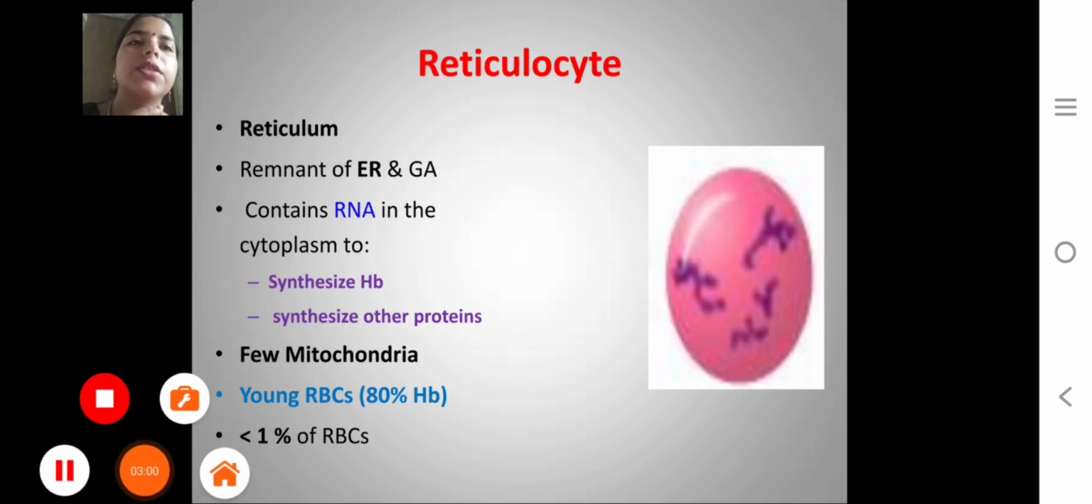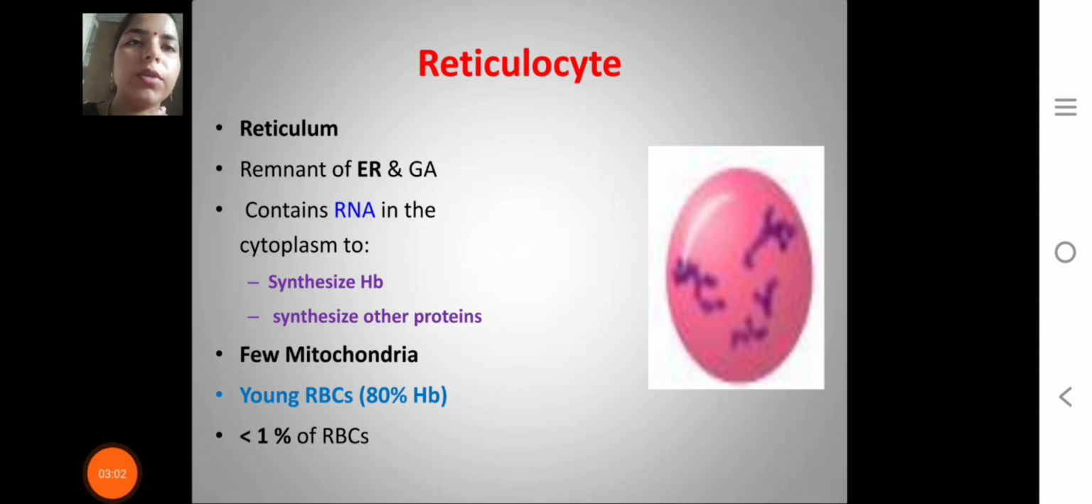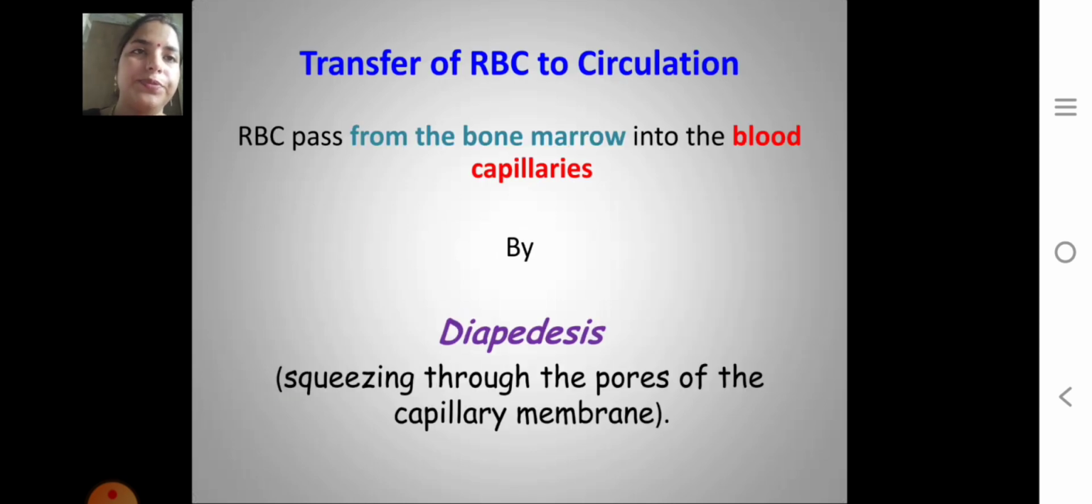The next stage is the reticulocyte. The reticulum is a remnant of the ER and GA, and contains RNA in the cytoplasm to synthesize Hb and other proteins. There are few mitochondria. Young RBCs have 80% Hb, and they are less than 1% of the RBCs.